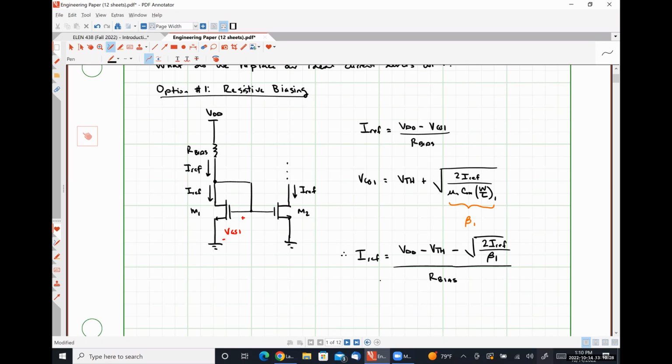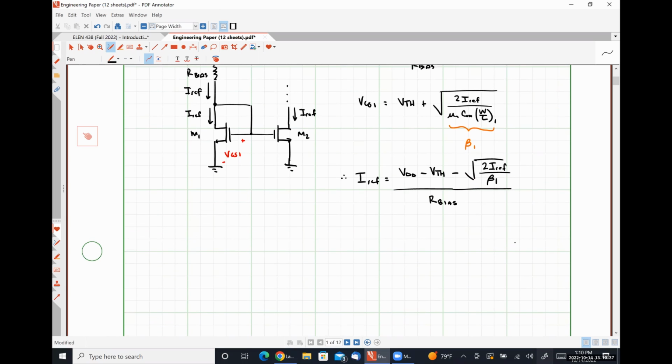What I want us to do here, just really quickly, is to do some math to also come up with another problem of this biasing scheme. Okay, so let's say that we have a process technology node. Example.